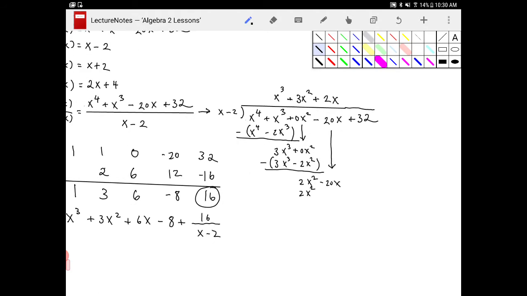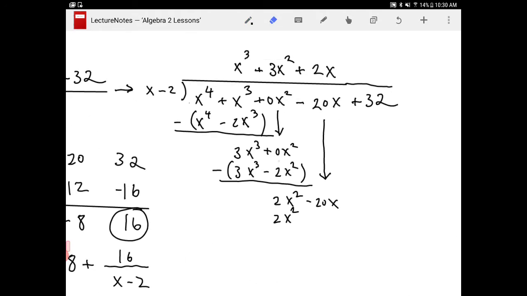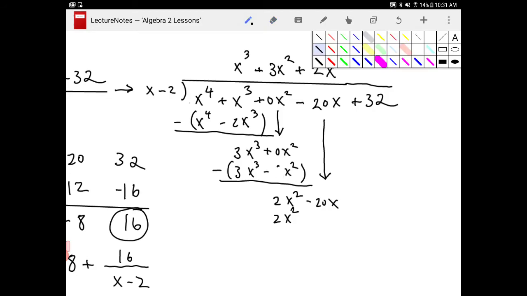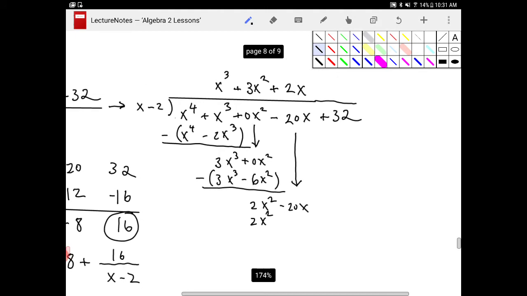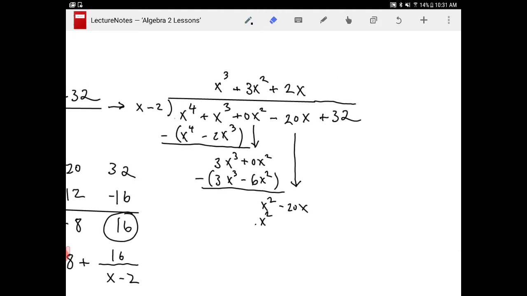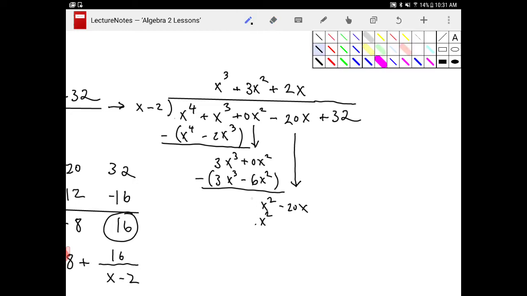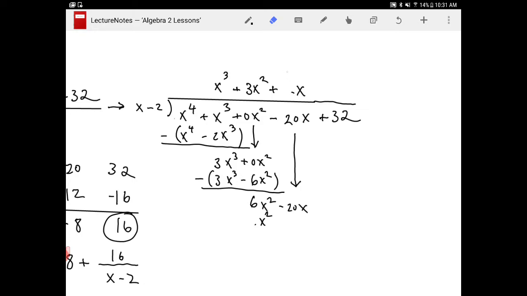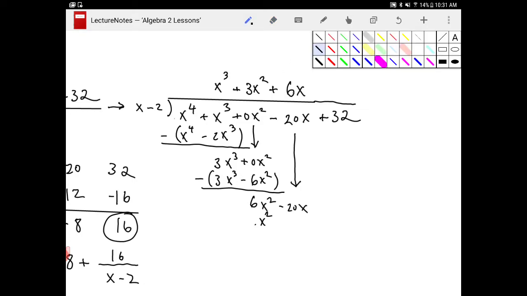I'm sorry, I made a mistake here. That's why I looked over there. So 3 times 2 gets me 6. That should be 6x squared. And then from there, this should be not 6. This should be 6x squared minus 20x. And here should be 6x. Right? So now I get 6x squared minus 12x.